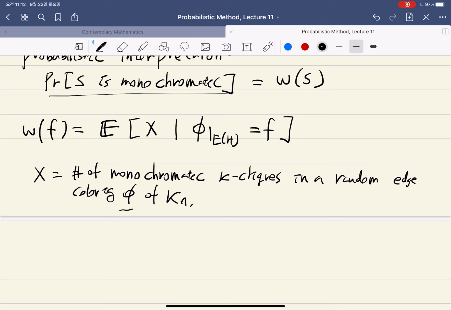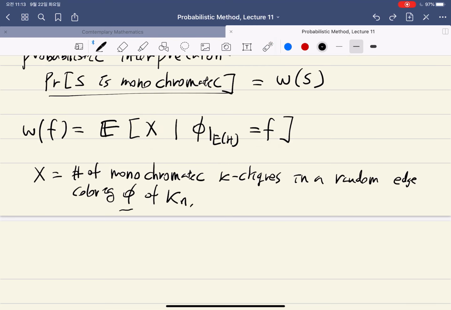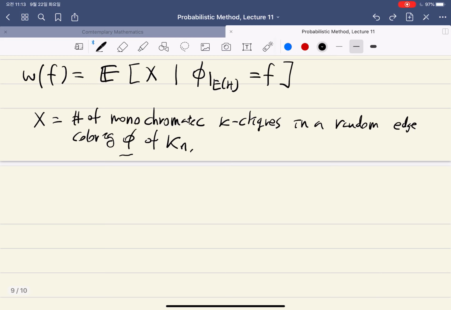So for each edge of H you color it with red or blue, and you condition on the event that this subgraph H is exactly the same as F. Conditioning on that, what's the number of monochromatic K-cliques? So when pi is restricted to the edges of H, it's the same as F. So this is a conditional expectation.